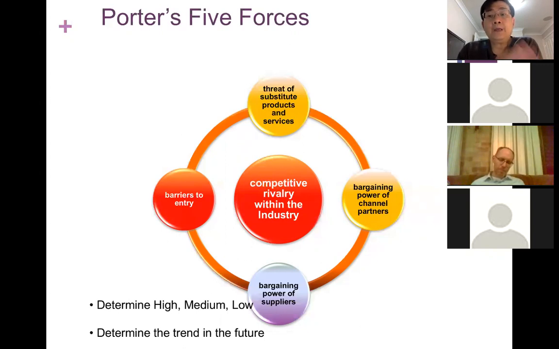Now, we also need to look at one thing. The customers may have options. However, if the products in the market are quite unique, relatively speaking, our power is not that bad, because the customers will depend on our products. So we have a kind of protective market in there.